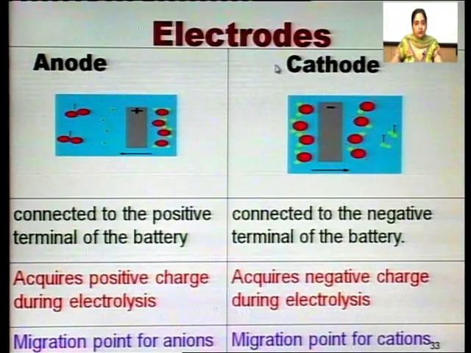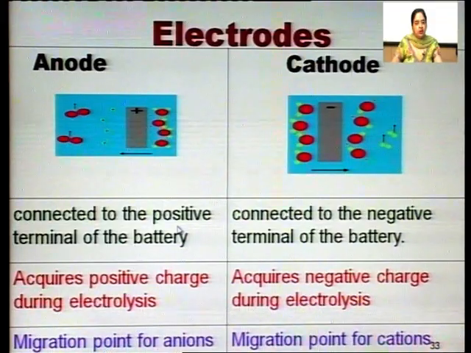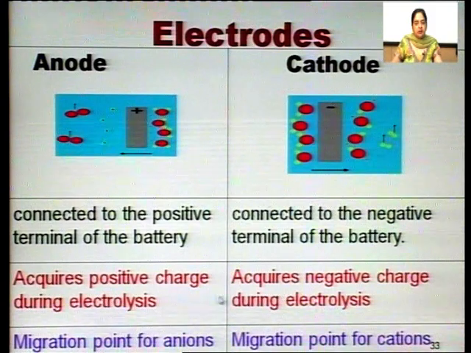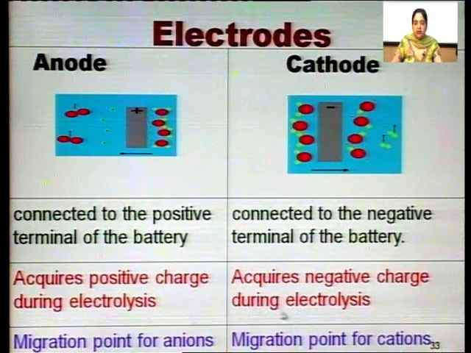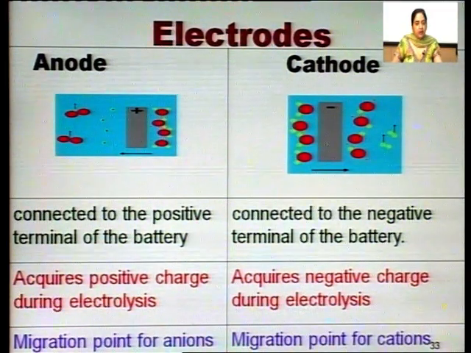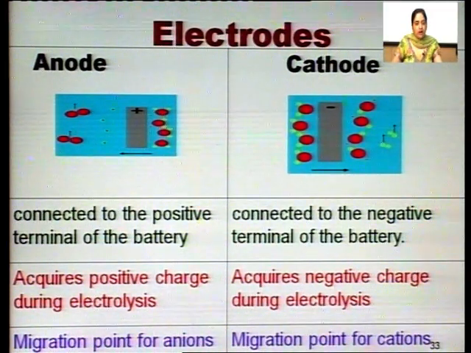Two types of electrode, anode and cathode. The anode is connected to the positive terminal of the battery, and the cathode is connected to the negative terminal of the battery. The anode acquires positive charge during electrolysis and the cathode acquires negative charge during electrolysis. Here is the migration point for anions and the migration point for cations.